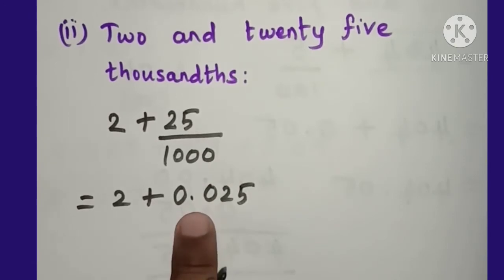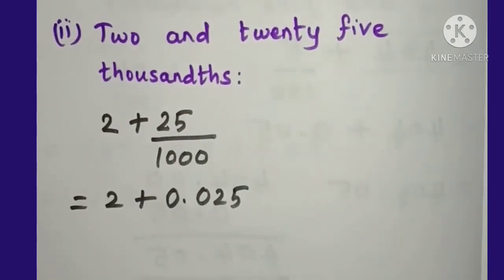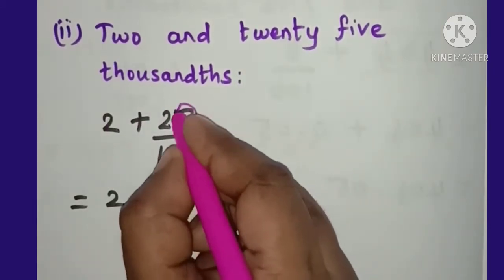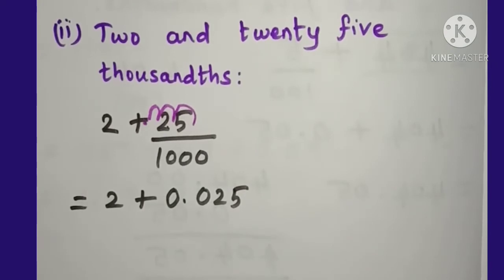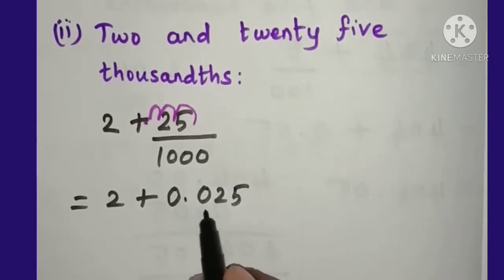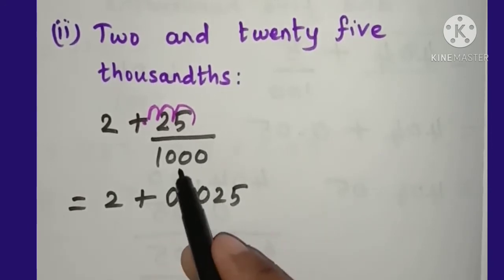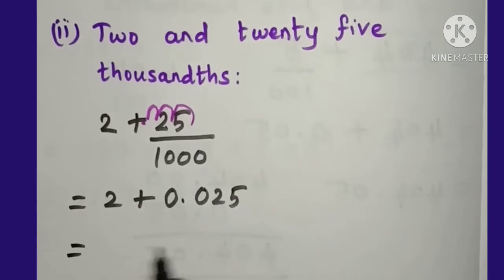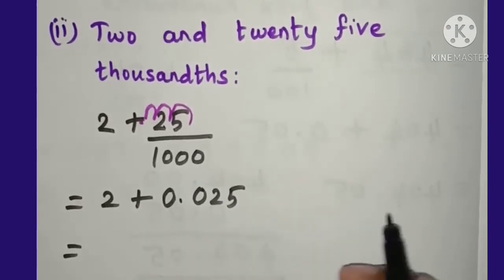So we have to put the decimal point before 3 digits. That is 1, 2, 3, and here will be the decimal point. Also, there will be 3 digits after the decimal point when we divide the number by 1000. So now it is easy. So we know how to add decimal numbers.